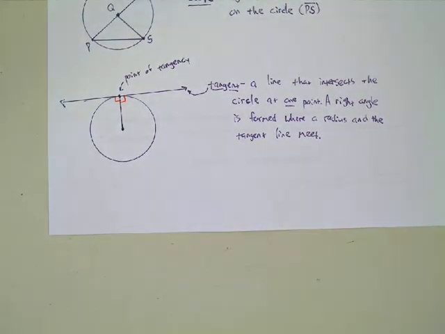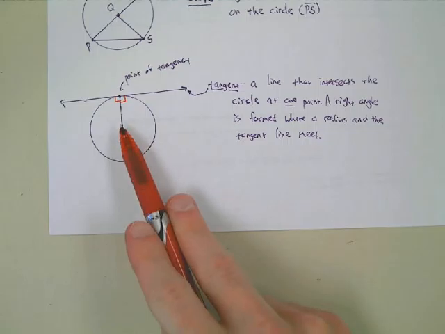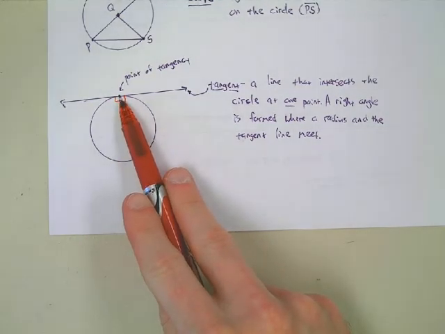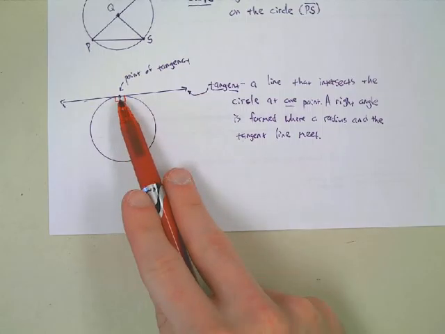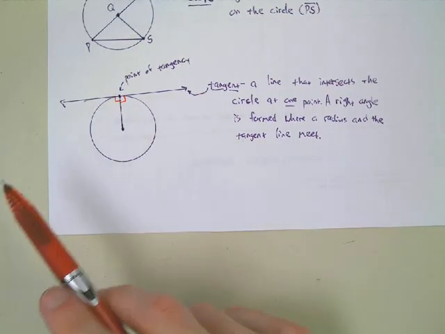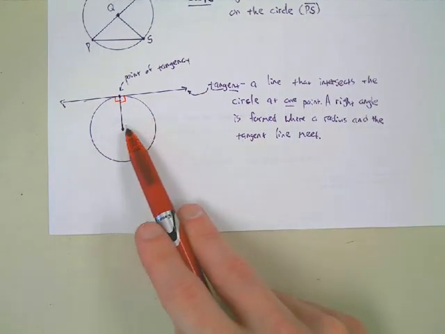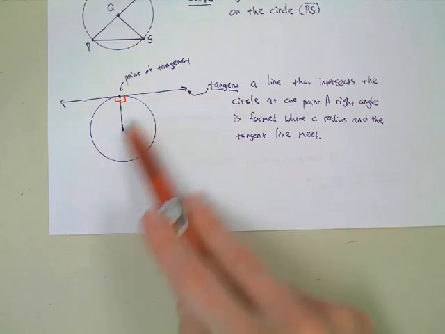Okay, question, Debbie. Does it have to be a point, or can it be any line? It has to be where the radius intersects, the point of tangency. If you draw a radius to that point of tangency, then it makes a right angle with the tangent line. If you drew it somewhere else, it wouldn't be a right angle. It's got to be to the point of tangency.